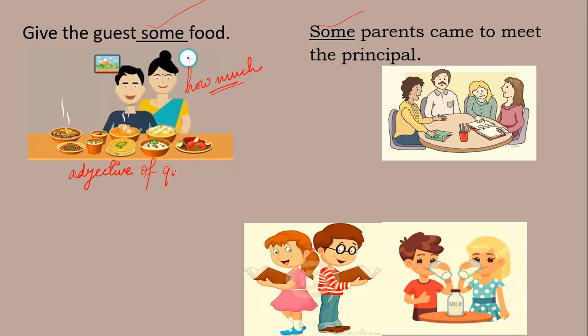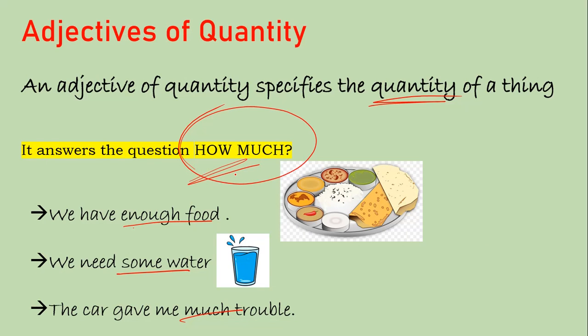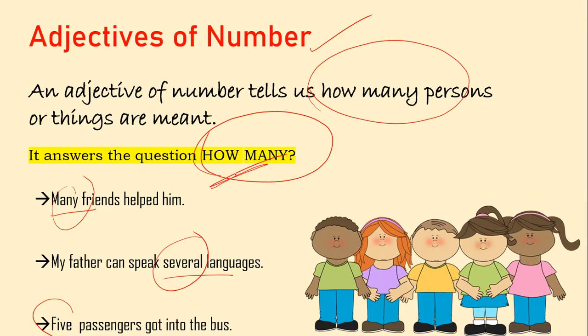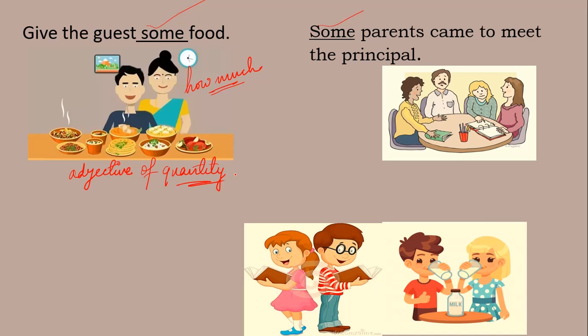So it's used as an adjective of quantity. How much, as we discussed here, how much, we have enough food. Give the guest some food. Okay. Now here, some parents came to meet the principal. Here some is telling you how many. So when it answers the question how many, what is it? It is adjectives of number. Right?